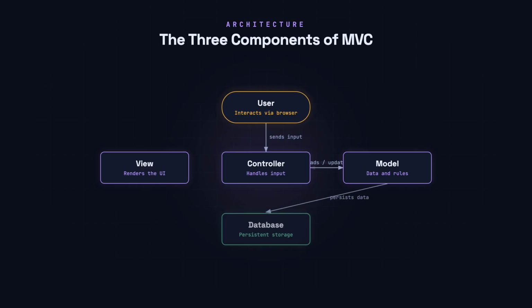MVC splits your application into three distinct components. The model owns your data and your business rules. It knows what a valid user looks like, and it talks to the database. The view is purely responsible for presentation. It takes data and turns it into HTML, or a JSON response, or a mobile screen. The controller sits in the middle. It receives the user's input, decides what to do, tells the model to act, and then hands the result to the view. Each component has one clear responsibility.